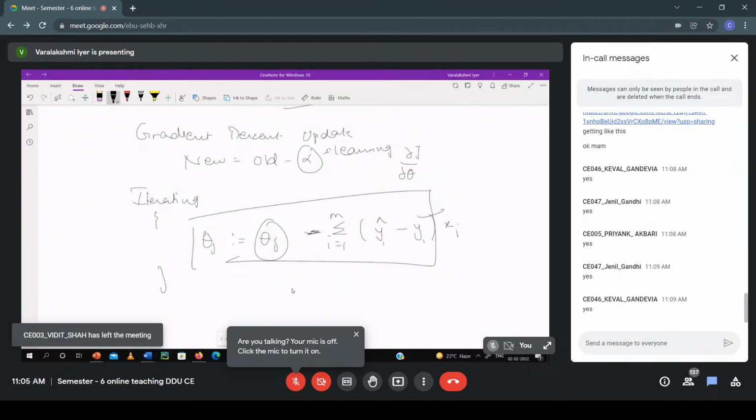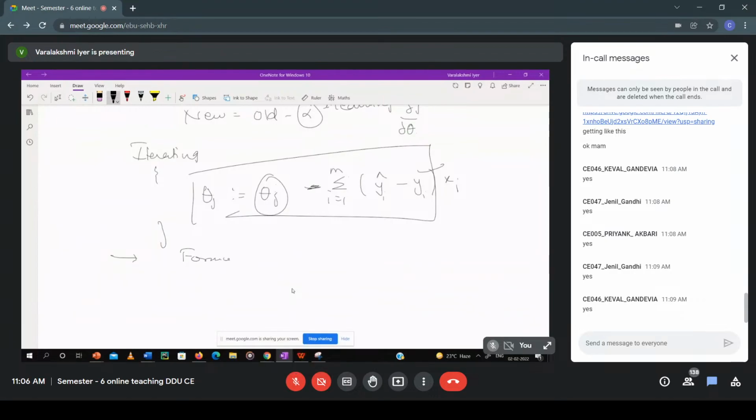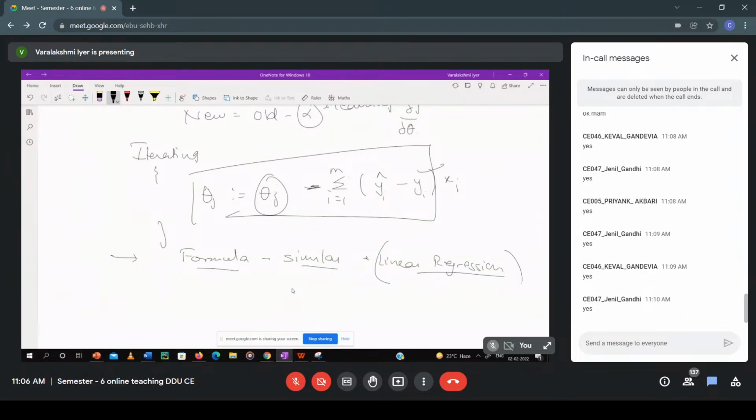Okay, fine. So now, you can see that this formula that we have derived is similar to what we did in the case of linear regression. Yes or no? This is very similar. This is approximately the same formula that we got in the case of linear regression, that we are getting in the case of logistic regression.